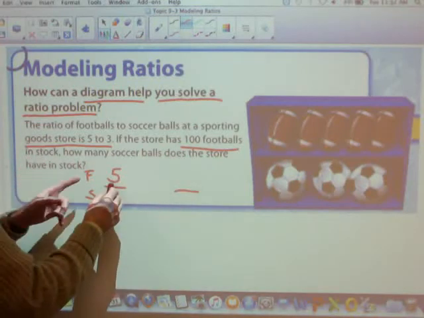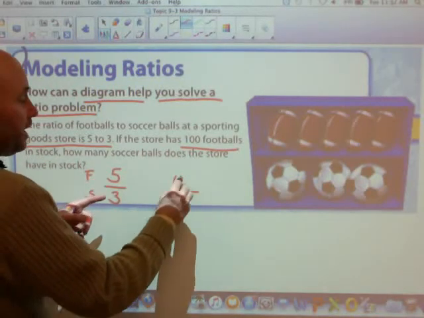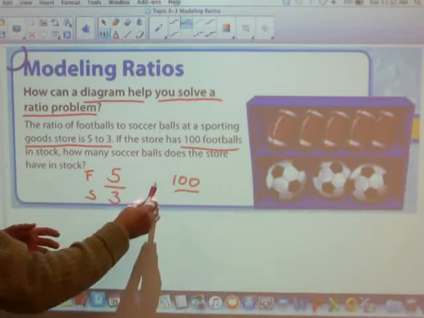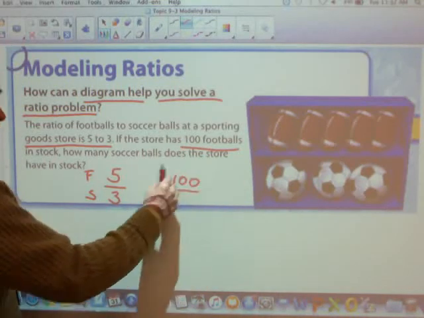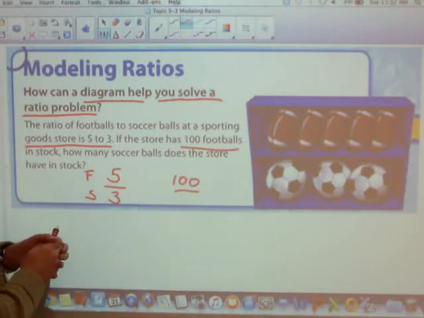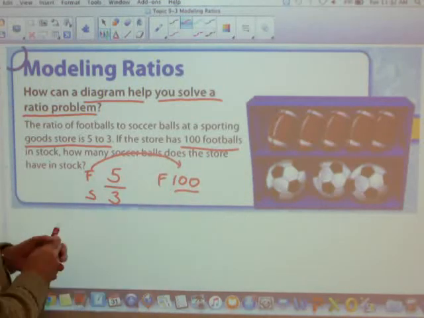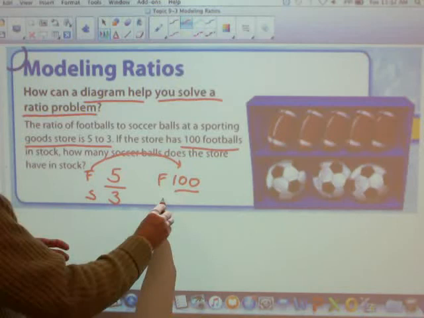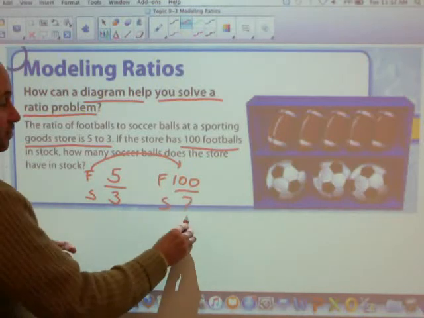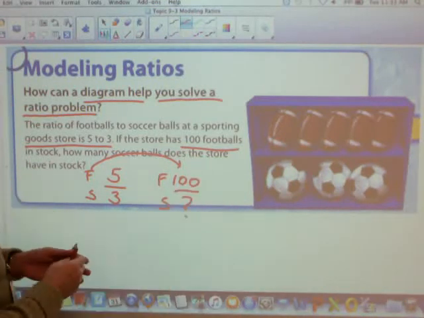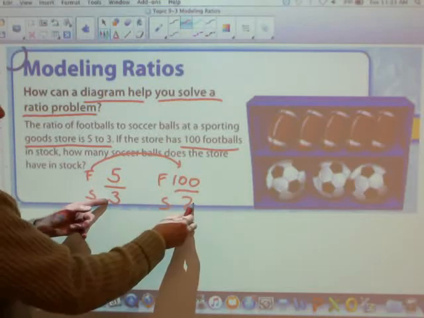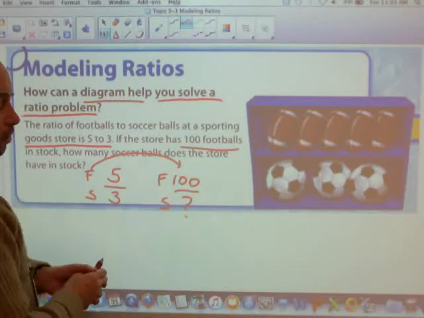So then you could simply take the number of footballs in the storeroom and write it as that part of the ratio. So in other words, now you're comparing footballs to footballs. What they're wondering is how many soccer balls are in the back room? If these amounts are proportional, how many soccer balls would there be?